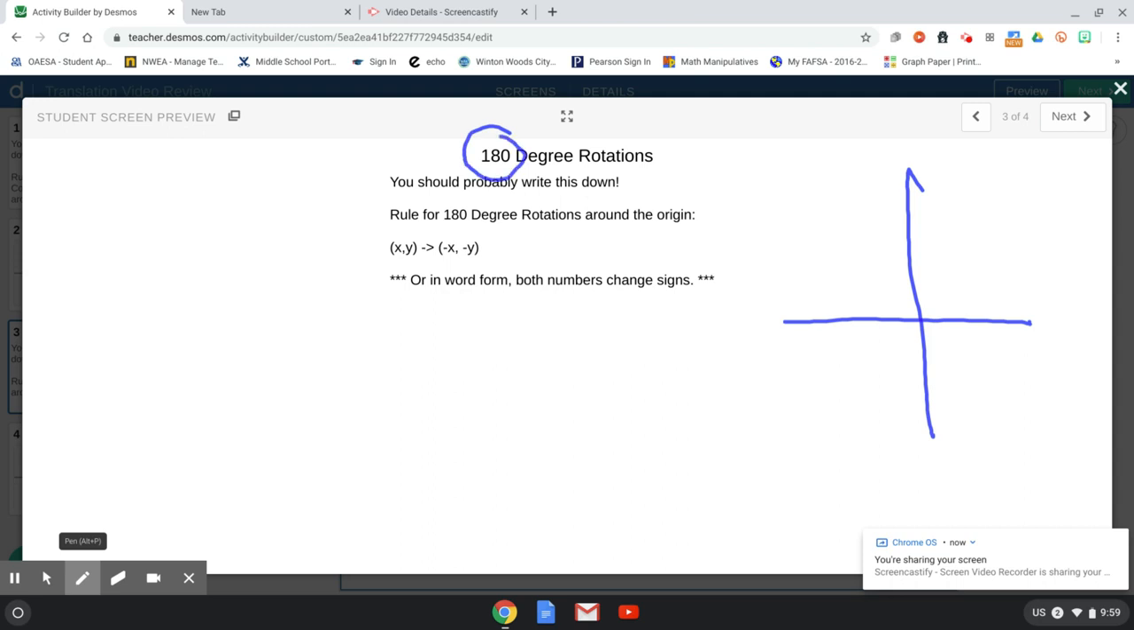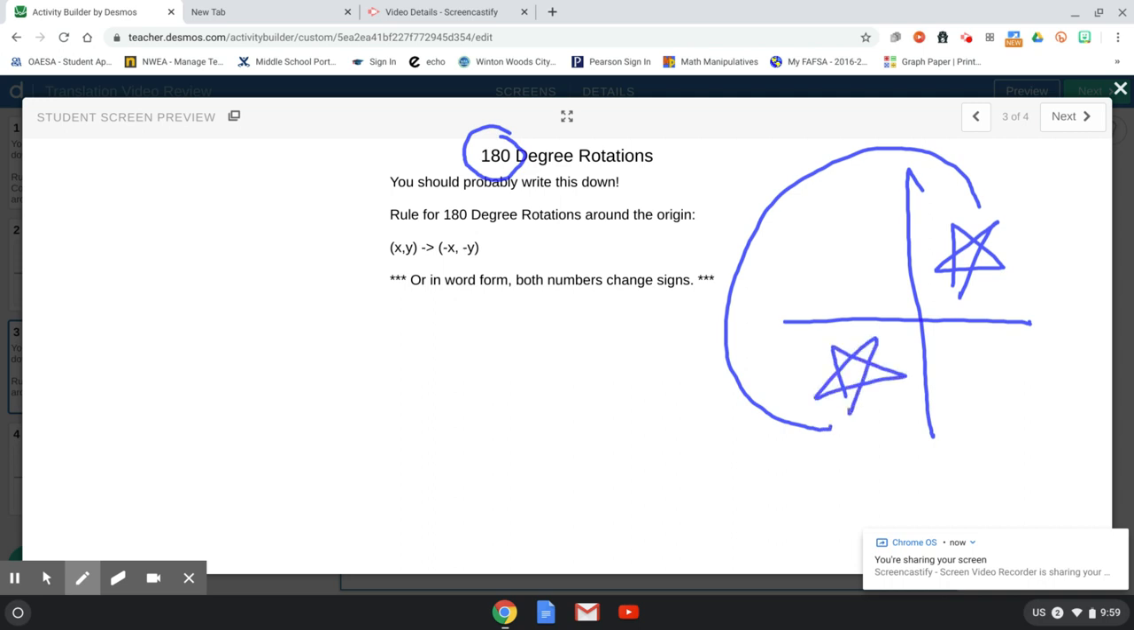180 is half of a 360. So half of a full rotation. So really, it doesn't matter which direction you go for 180 degrees because you're going to move halfway around. So if my image starts off in the first quadrant, 180 degrees is two 90-degree turns. It's going to end up in this quadrant.